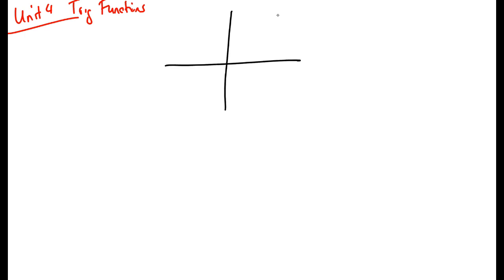Unit 4 is where we hashtag get triggy with it. Unit 4 is all about our trig functions. There's two parts to this unit. The first half is dealing with the unit circle and extending our idea of the trig functions from sides of triangles to kind of an angle rotation.